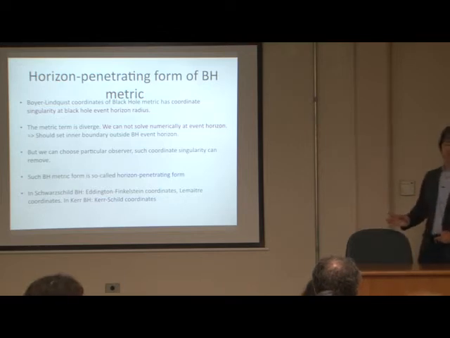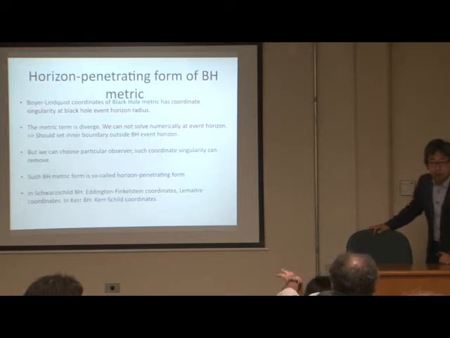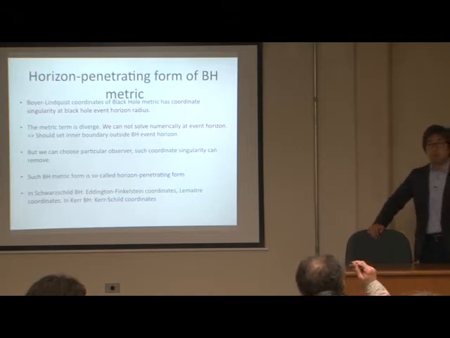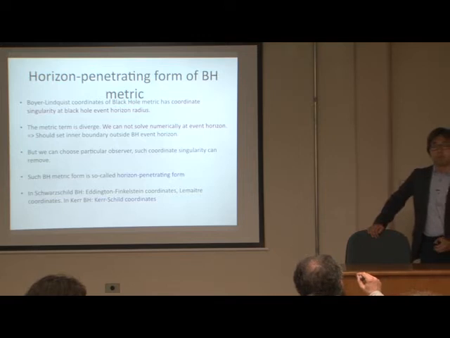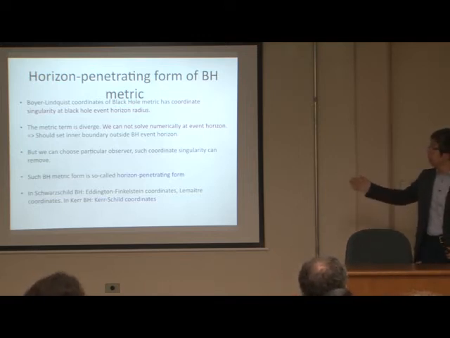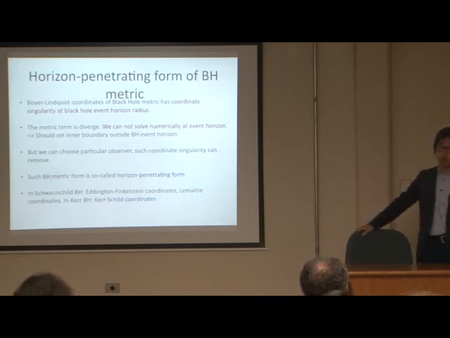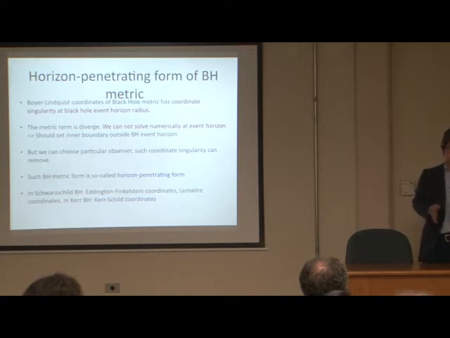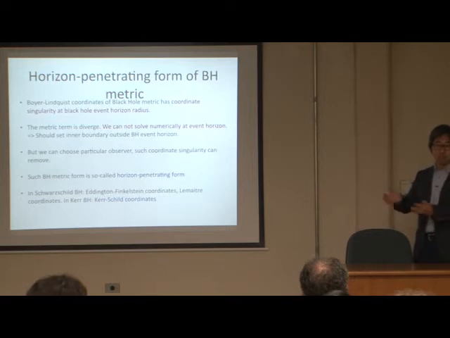In Lemaitre coordinates, for the Schwarzschild black hole, this should be very simple. If you consider Lemaitre coordinates, then the shift parameter is 0. So I know the general form for any spherically symmetric metric case for this horizon penetrating form. So I can do this Dilaton black hole simulation, transforming to the horizon penetrating form to do the simulation.